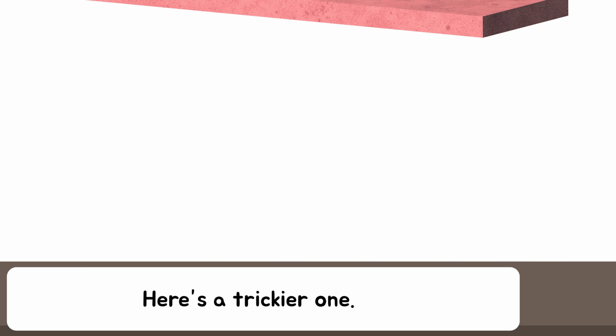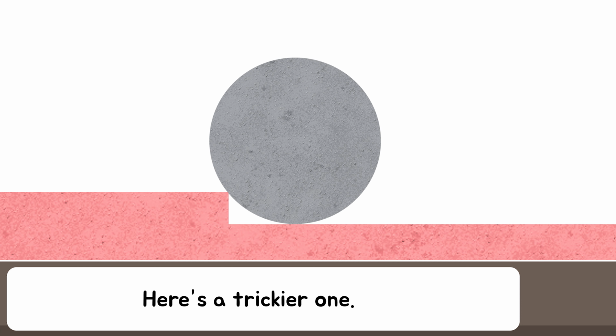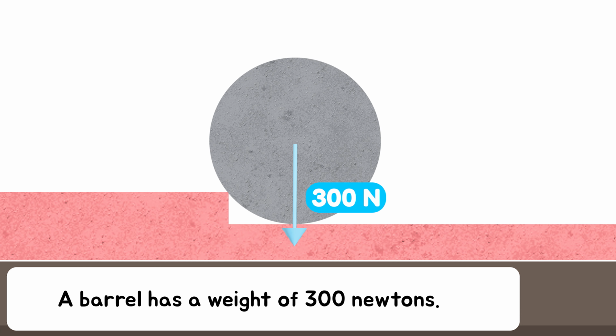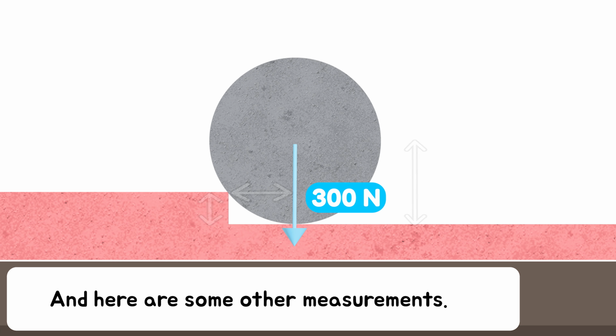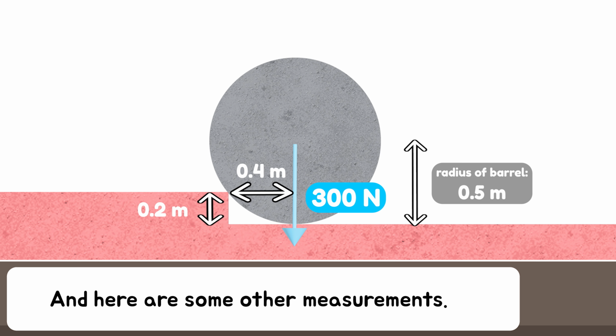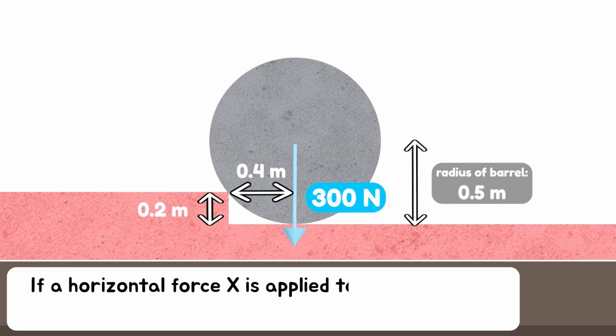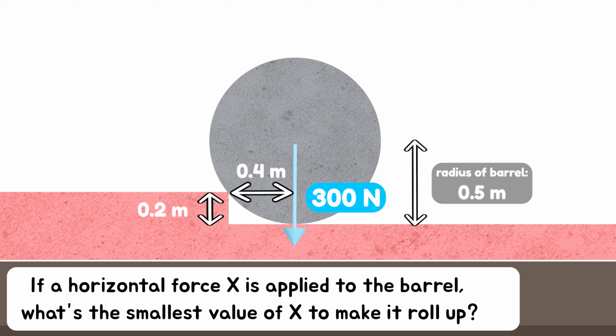Got it? Here's a trickier one. A barrel has a weight of 300 newtons, and here are some other measurements. If a horizontal force X is applied to the barrel, what's the smallest value of X to make it roll up?